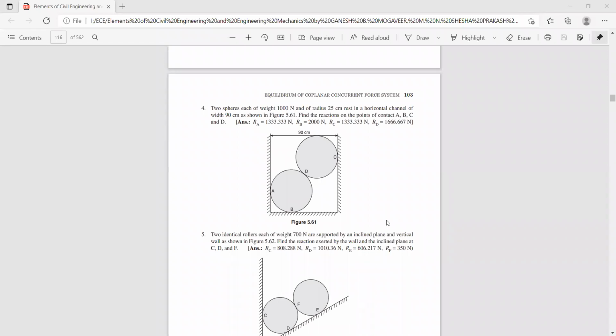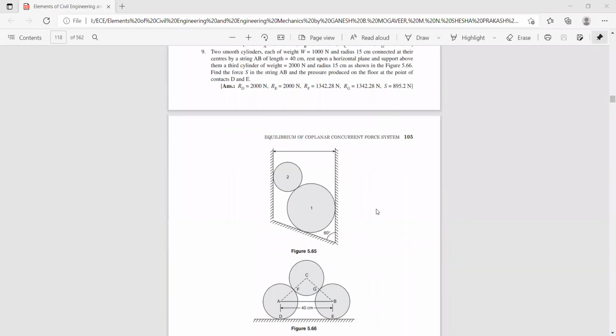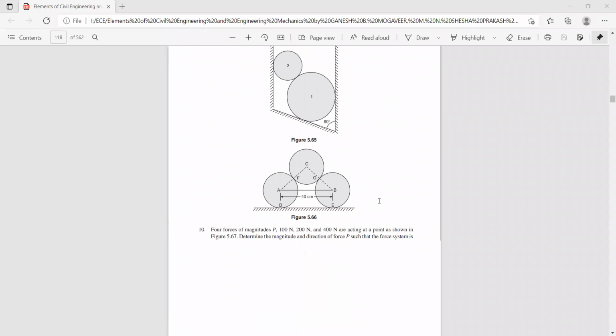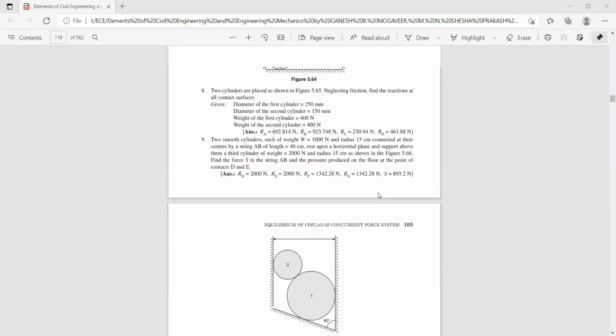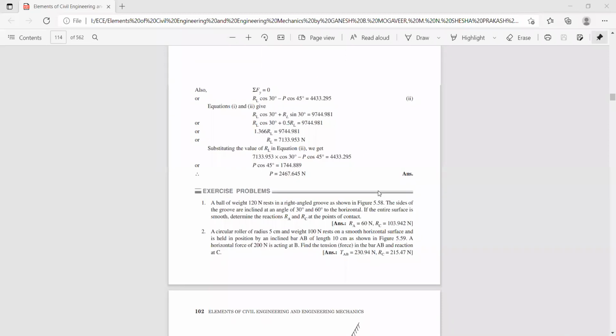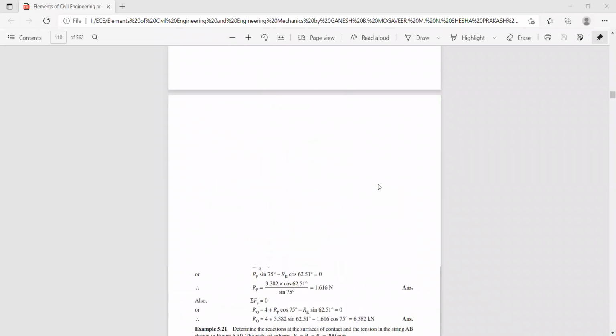So you have many exercise problems. You can go through these problems and the concept remains there. Only thing is you have to draw the free body diagrams properly. Then apply the condition sigma f of x and sigma f of y is equal to 0. So if there are three forces acting at a point, then comfortably you can use Lami's theorem.